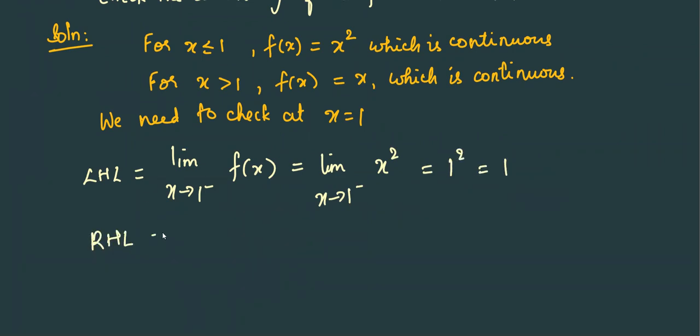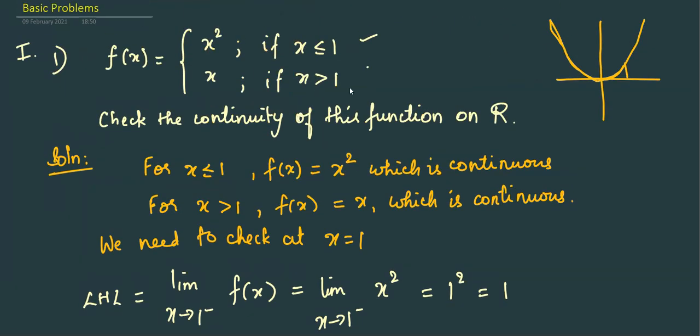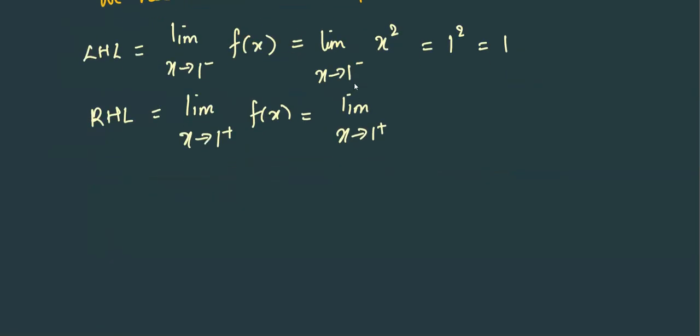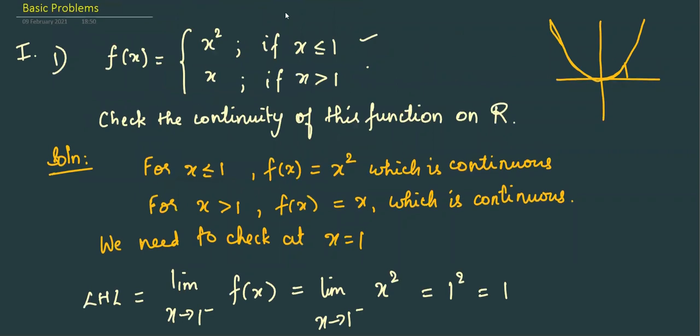Right hand limit. Limit x tends to 1 plus f of x, which is equal to limit x tends to 1 plus, for x greater than 1, it is equal to x. So it is 1. So left hand limit is equal to right hand limit. Now we need the function value at 1.